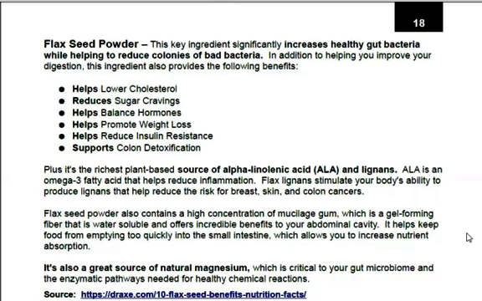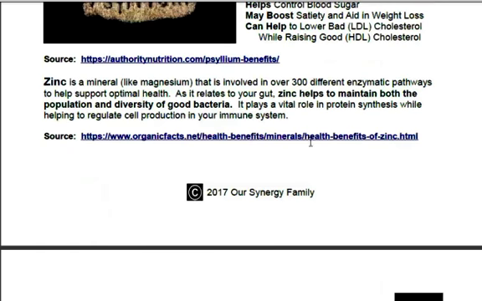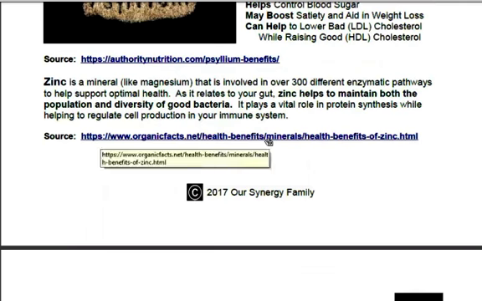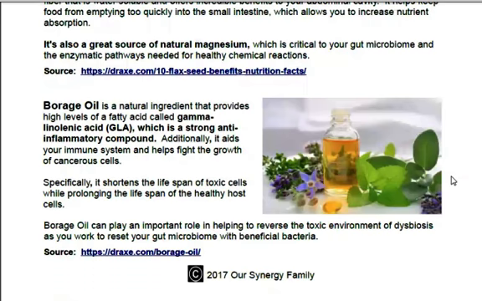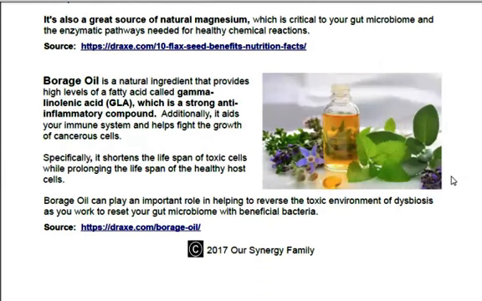And again, what we've tried to do on every one of these is give them links to additional information to support the information that we're telling people. Borage oil, again, is another important ingredient to help fight inflammation.